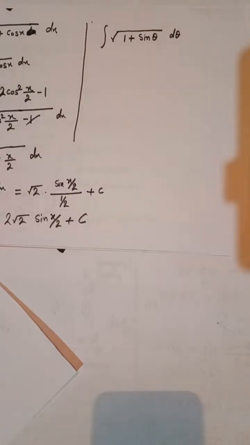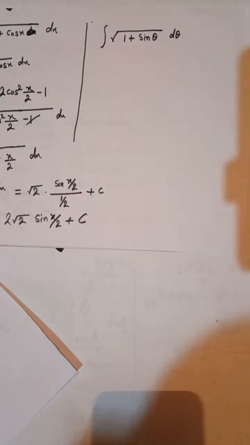So let's solve here 1 plus sine theta. Sine can be written as cos of pi by 2 minus theta. So sine theta can be replaced by cos of pi by 2 minus theta, because I need to write this in the form of cos theta inside the root. That's why I put sine in terms of cos of pi by 2 minus theta.